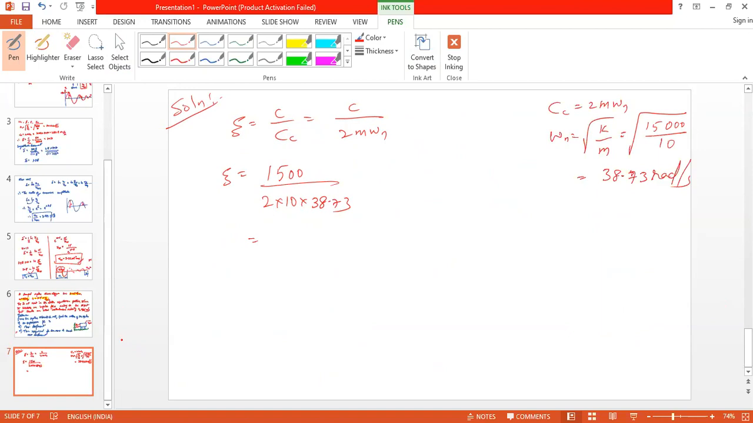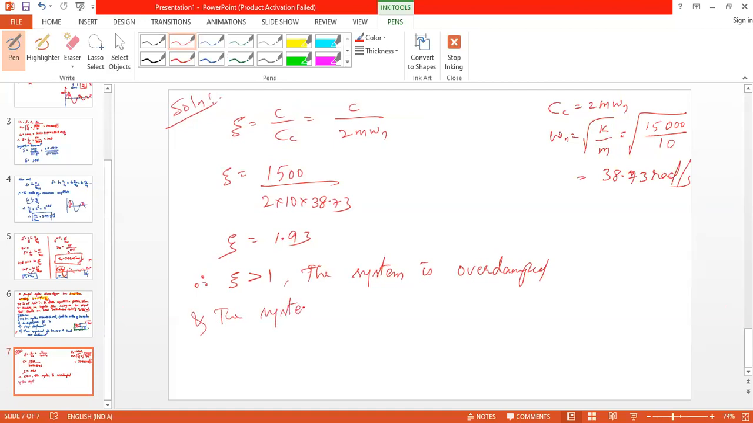Zeta is 1.93. So zeta is greater than 1. The system is overdamped and the system will not vibrate, or it is aperiodic.